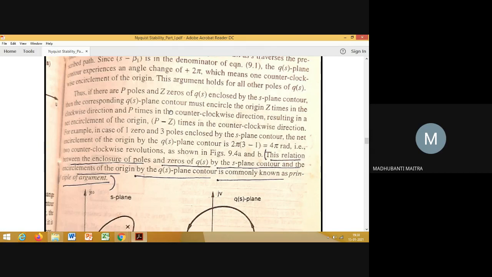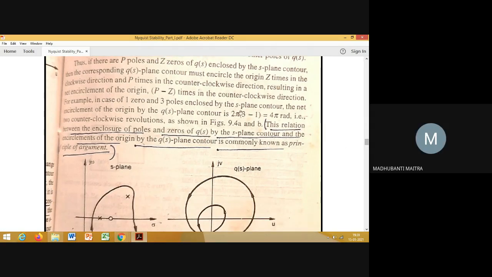Now is it clear? Yes, ma'am. So here they have considered one case, one zero and three poles. For these three poles, we get plus 2 pi, plus 2 pi, plus 2 pi. That means three encirclements of the origin in the counterclockwise direction, and for the single zero enclosed by the S-plane contour, there will be one clockwise encirclement of the QS plane's origin, right? So the net counterclockwise encirclement of the QS plane origin will be 3 minus 1, that means twice in the counterclockwise direction.